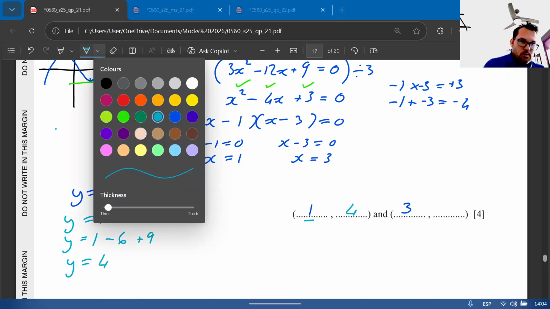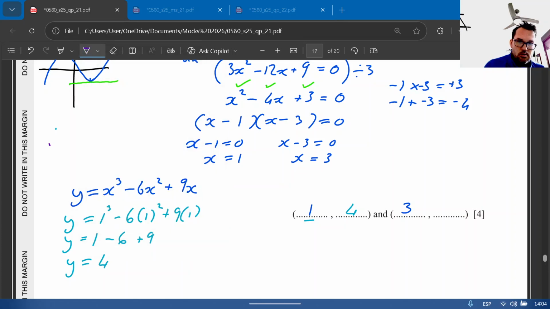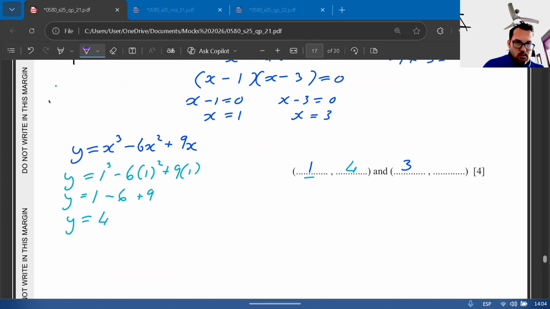Okay, we have to do that again. Let's do this one. Dark purple. So we're going to do all of that again. I'm going to just do it here. So we got y equals, this time we got x is 3. 3 cubed minus 6 times 3 squared plus 9 times 3.